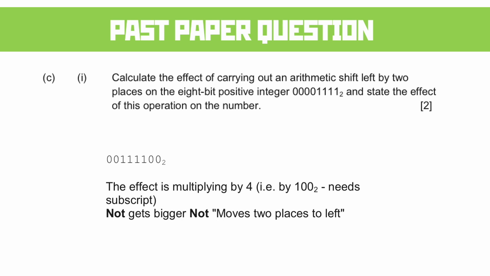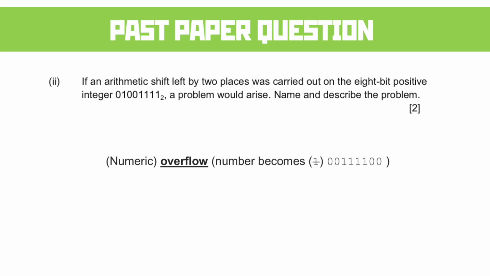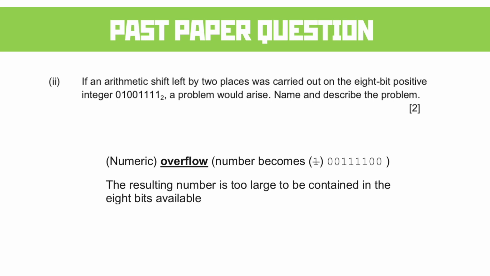7c part 2. If an arithmetic shift left by 2 places was carried out on the 8-bit positive integer 01001111, a problem would arise. Name and describe the problem. You can probably see that if we take those leftmost 2 bits, they would vanish, they would be overflowed. So we'd say there's a numeric overflow, so we would lose that 1, they'd disappear. And so because the resulting number is too large to be contained in the 8 bits available, we lose accuracy and we lose the correct answer.